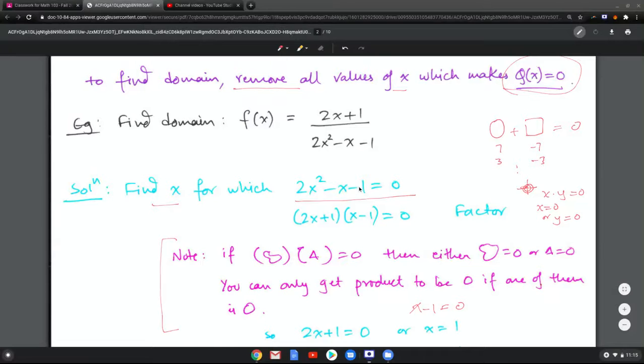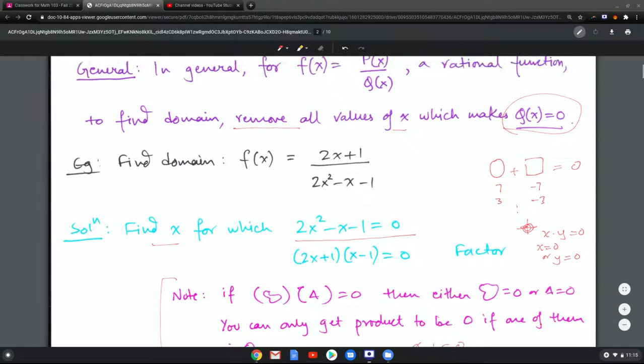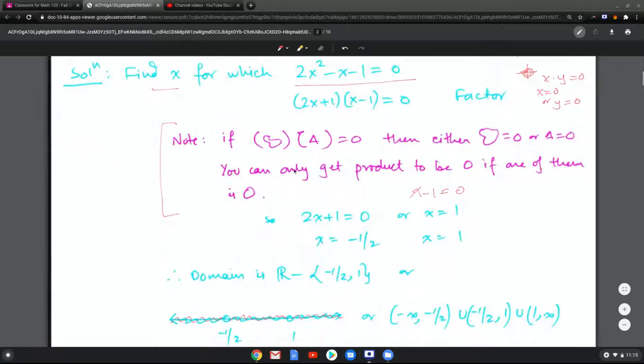Because from 2x squared minus x minus 1 equals 0, I end up with (2x plus 1) times (x minus 1) equals 0. And then, if, say for example, I end up with squiggle times triangle equals 0, then either squiggle is 0 or triangle is 0. We can only get the product to be 0 if one of the numbers is 0. So either 2x plus 1 is 0, which gives you x is negative half, or x minus 1 is 0, which gives you x is 1.